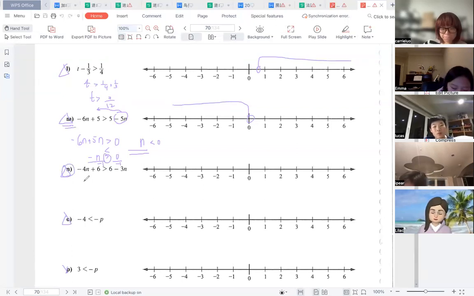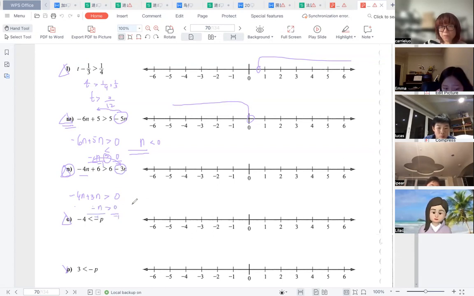N is bigger than 0. So -4n, you move this -3n over there, right? So -4n plus 3n is bigger than 0, correct? -4n plus 3n equals what? Equals -n is bigger than 0. So divided by -1 on both the left side and the right side, n is smaller than 0.